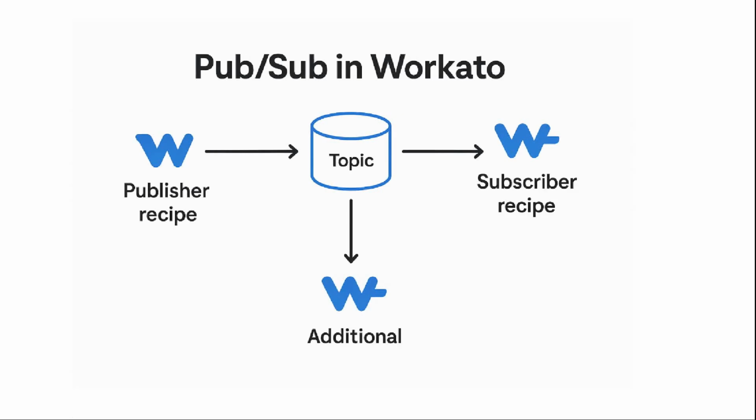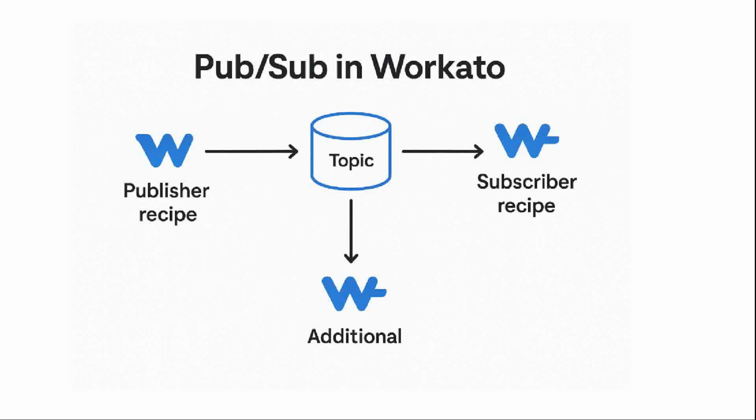Let's come back to today's agenda: the pub sub model in Workato. There may be many of you having doubts on what pub sub is, or what the difference between pub sub and webhook is. First, understand what pub sub is. Let's divide these two words, pub and sub. Pub is nothing but publisher, and sub is nothing but subscriber.